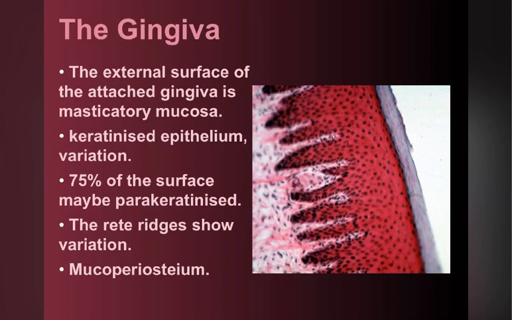The gingiva, particularly the attached part, the part of the gingiva that's attached to the alveolar bone, fits the term mucoperiosteum, which means that the mucosa, which includes epithelium plus lamina propria, is directly attached to the periosteum, which covers the alveolar bone, and there is no submucosa separating them.